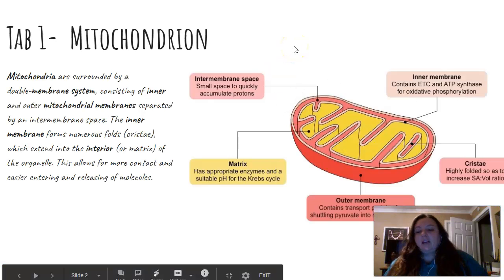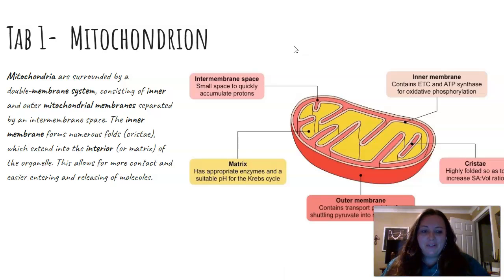For your first tab, let's talk about the mitochondrion. Your whole lives you've heard mitochondria is the powerhouse of the cell. Yes, and we're going to explain why. Mitochondria are surrounded by a double membrane system, as we learned in the endosymbiotic theory unit. Those layers consist of inner and outer mitochondrial membranes separated by an intermembrane space. The inner membrane forms numerous folds, which we call cristae, and you can see that here. They're really folded over, and it also extends into the interior, or the matrix, of the organelle.